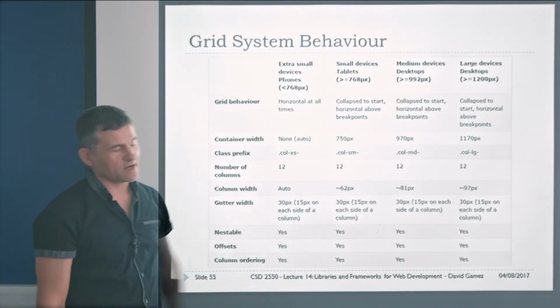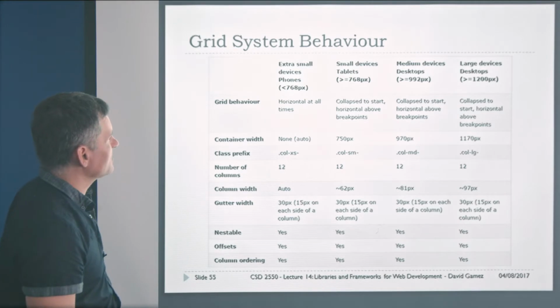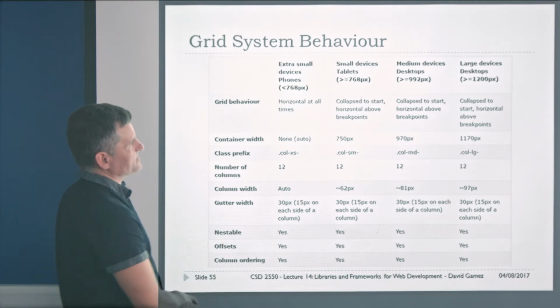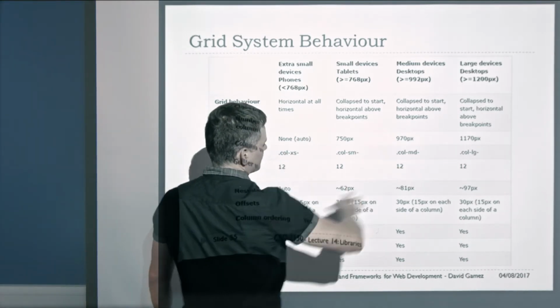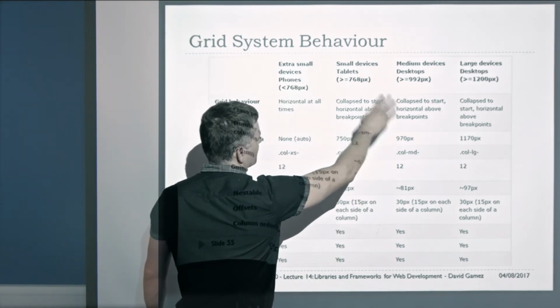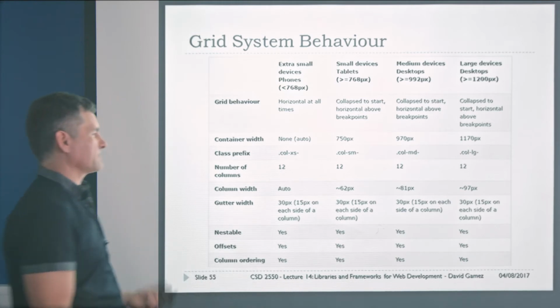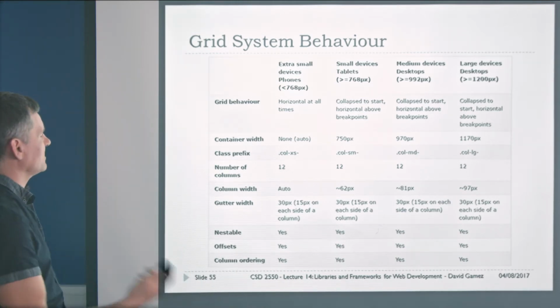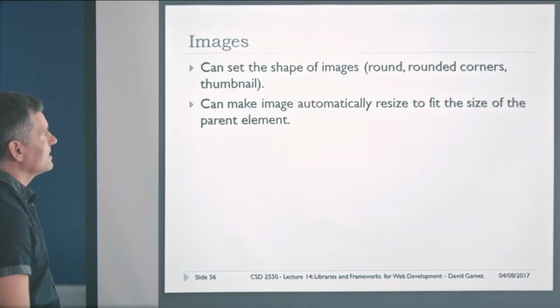Here's a W3Schools table that basically explains there's a bunch of different settings depending on whether you use the extra small, small, medium, or large columns, and they've got different defaults and different behaviors, which you can pick as you need them.